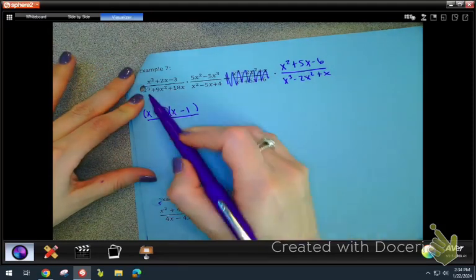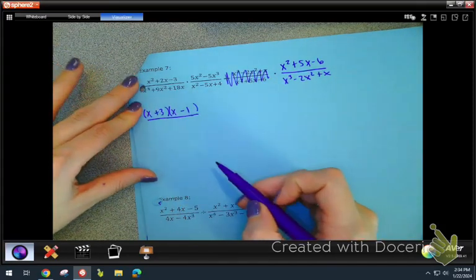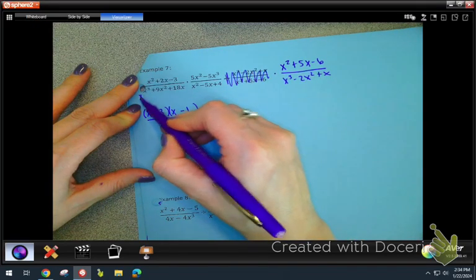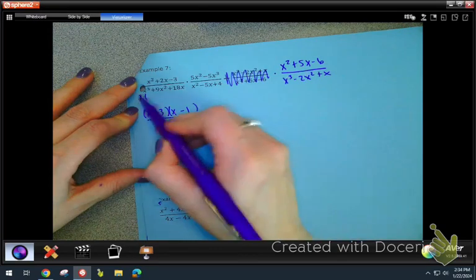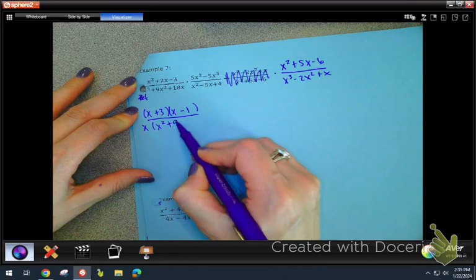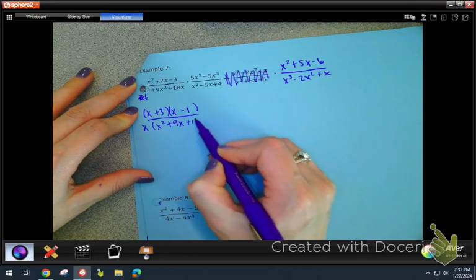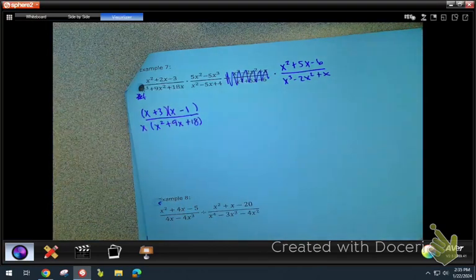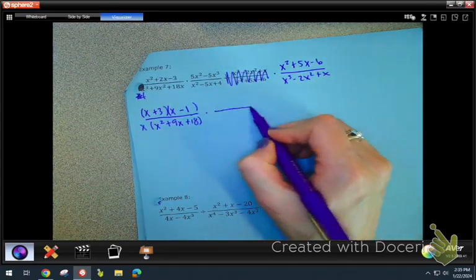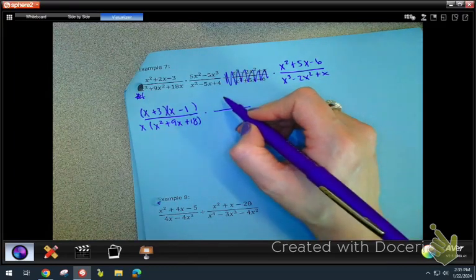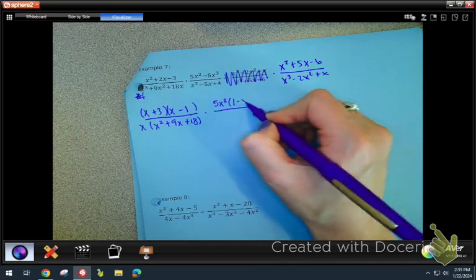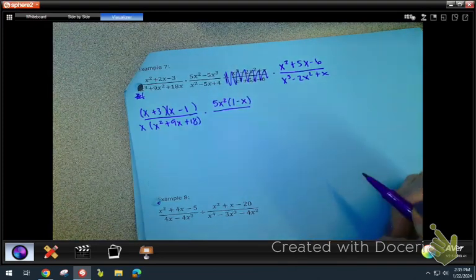Okay? On the bottom, what's the first thing that we need to factor? GCF. X times x squared plus 9x plus 18. That's going to keep factoring. Okay? All right, what about this next guy? 5x squared minus 5x to the third. 5x squared times 1 minus x. Very good.